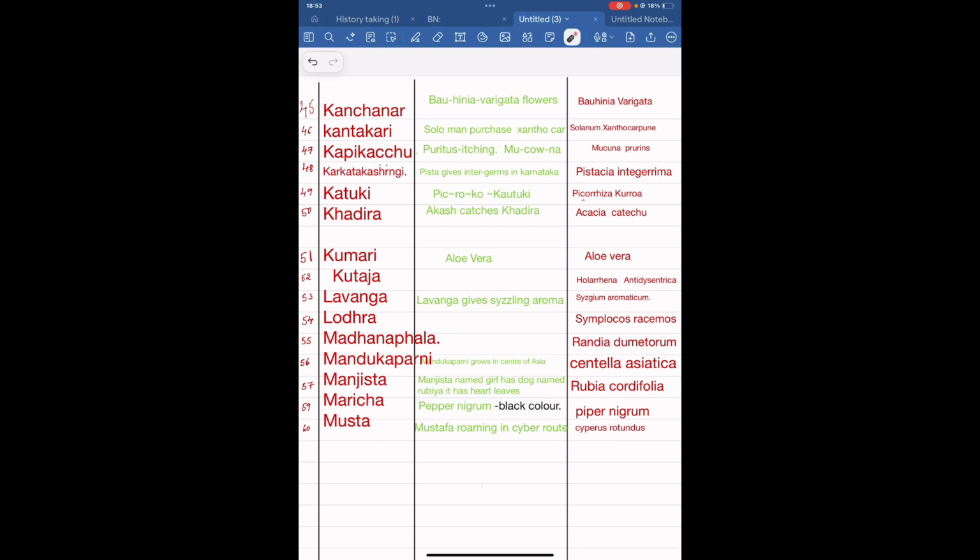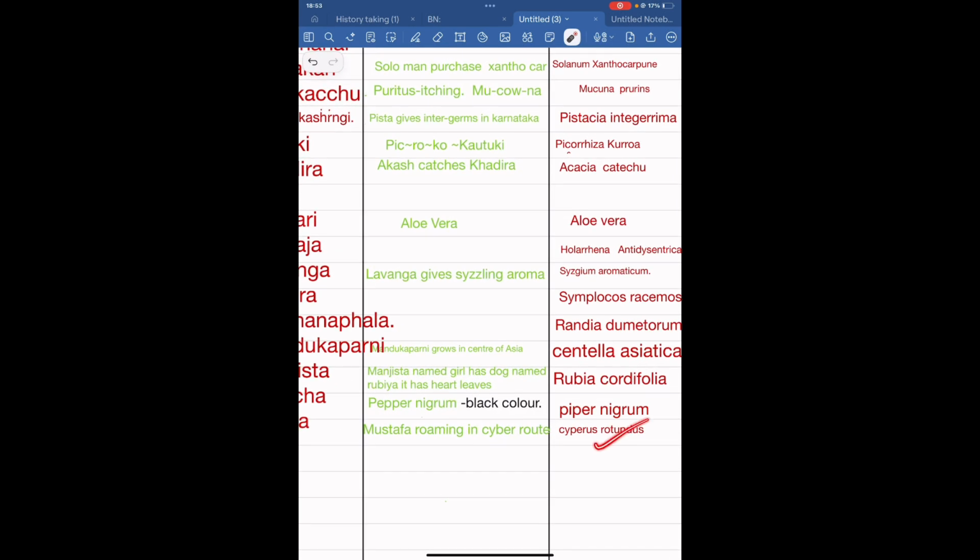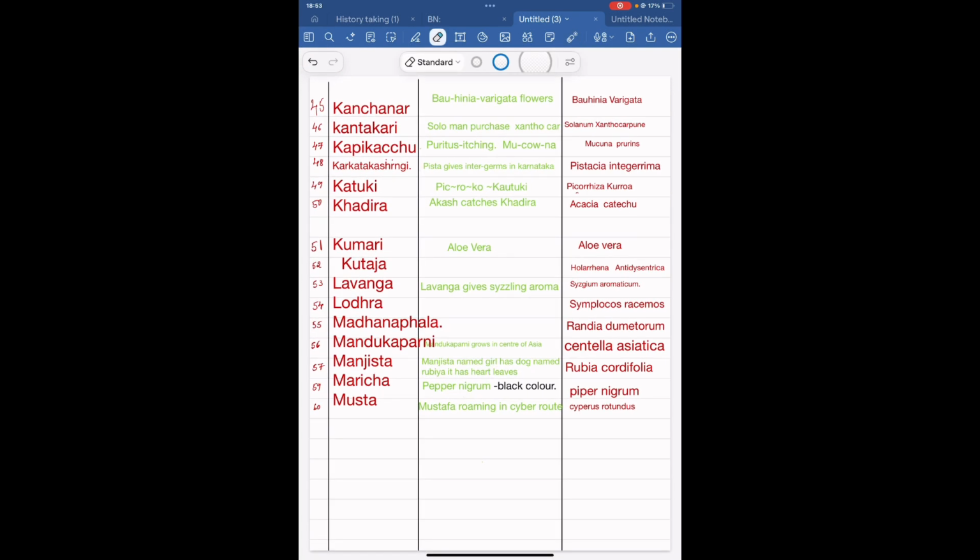So Musta. How to remember Musta? There is a friend called Mustafa. Mustafa is roaming in the cyber route. He is a cyber crime, web developer. He is always roaming in the cyber route. So Cyperus rotundus is the botanical name of Musta.